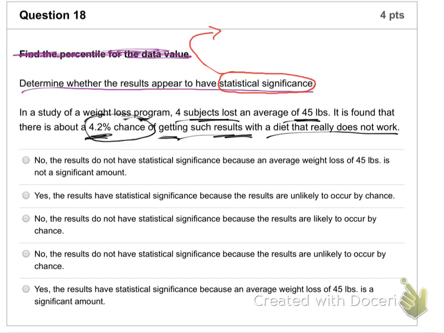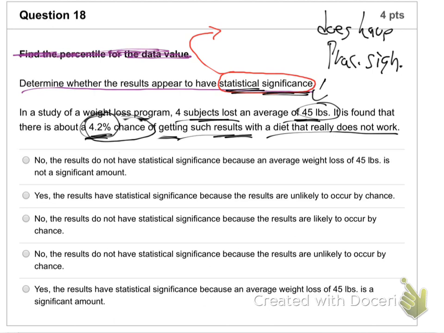So which one am I looking at for statistical significance? Am I worried about the 45 pounds or the 4.2% chance? The 4.2% chance. The 45 pounds would be practical. It does have practical significance, but they're not asking me about that. If they did, we would say, yes, that does have practical significance.